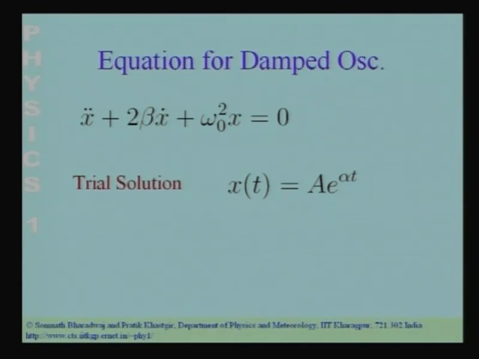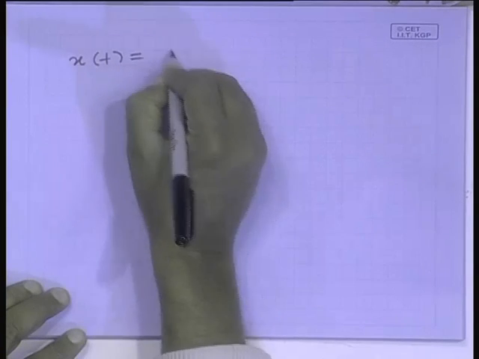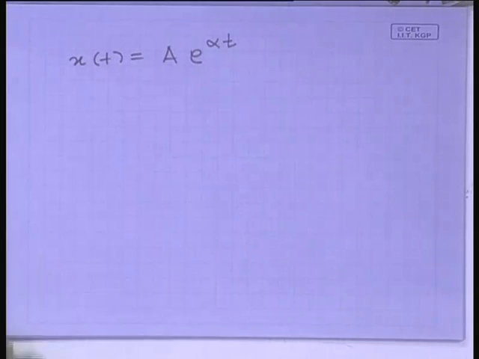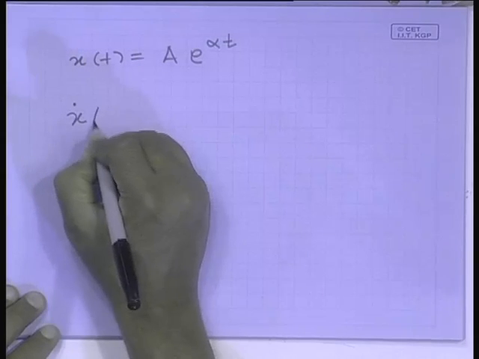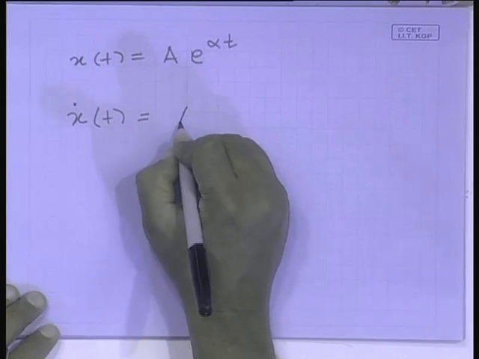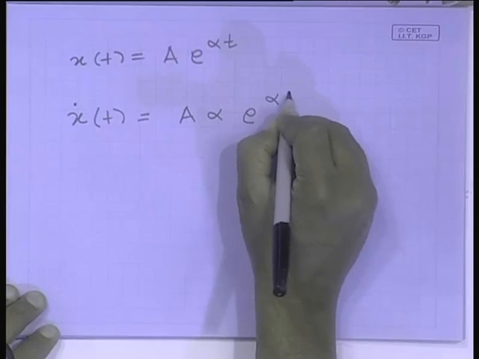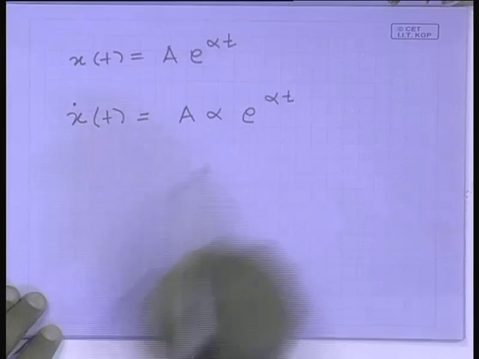So, we first consider the trial solution which we shall be considering, and we have to evaluate the first derivative. If you differentiate this function once with respect to time, you have alpha e to the power alpha t. Differentiating with time essentially pulls down a factor of alpha.